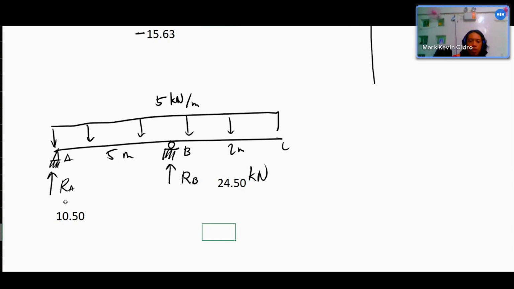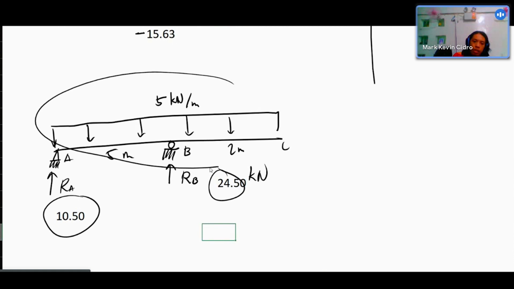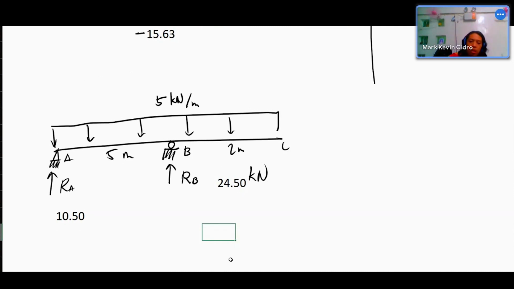The result is 10.5. Do you agree? The sum of this one should be equal to the totality of this one. 5 times 7 is 35. These are in kilonewton, of course. RA is 10.5, then 24.5. The summation of forces and summation of moments, that's it, we got it.